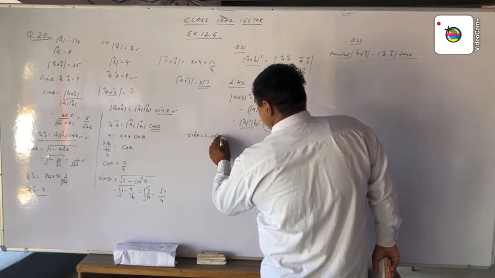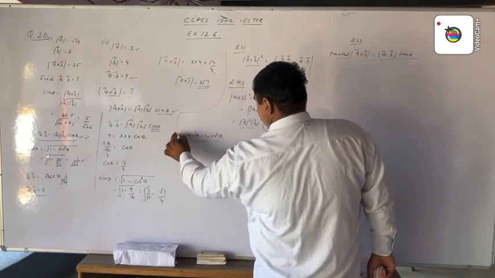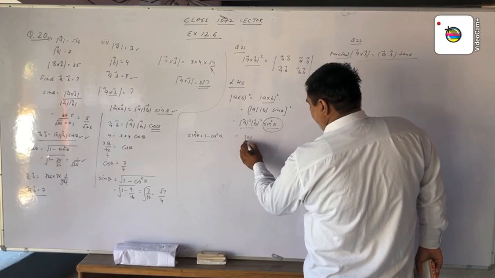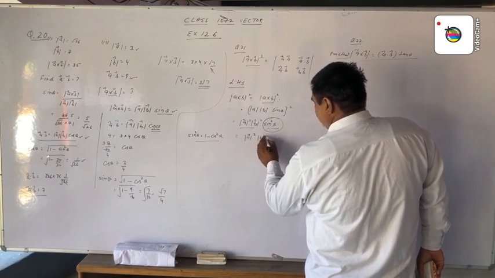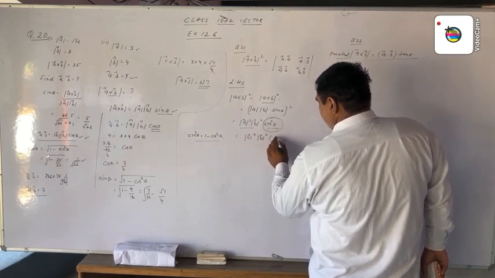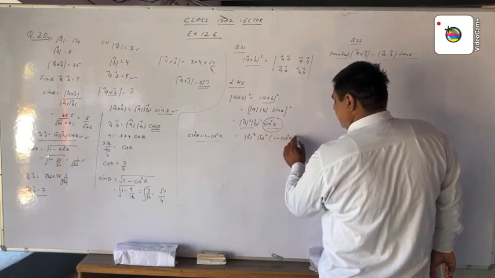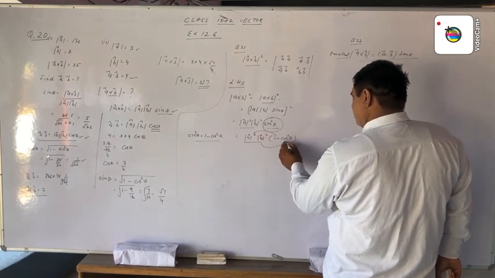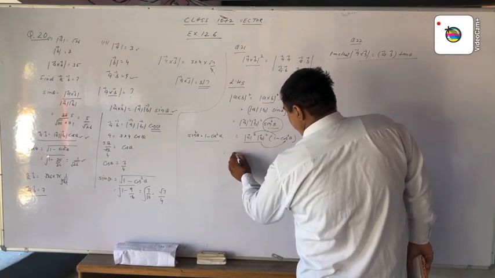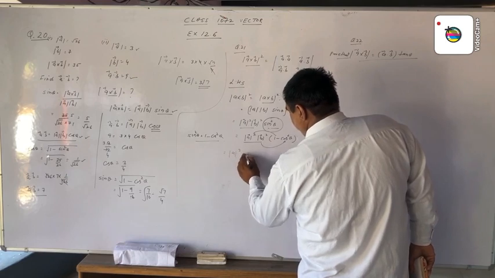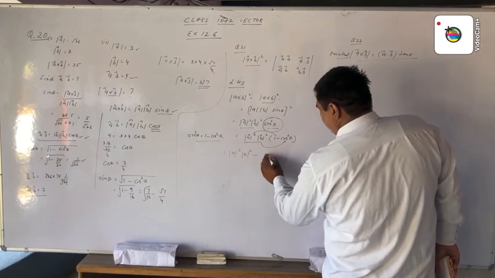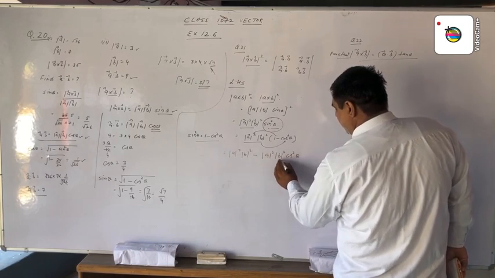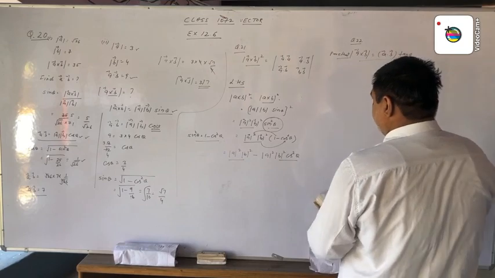1 minus cos square theta. We put the value of sin square theta as 1 minus cos square theta in this equation. The magnitude of vector A squared, the magnitude of vector B squared, and this will be 1 minus cos square theta. Now we multiply this term with the other term. So we get the magnitude of A squared times the magnitude of B squared minus the magnitude of A squared times the magnitude of B squared into cos square theta.